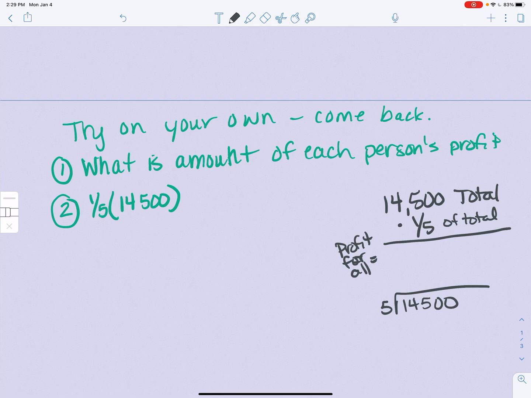5 goes into 14 2 times. Bring down that. Oops, not that. Bring down that. 5 goes into 45 9 times. And then bring down the 0. And multiply, I get 0. Bring down the 0 again. So 2,900 is the total amount. Okay.